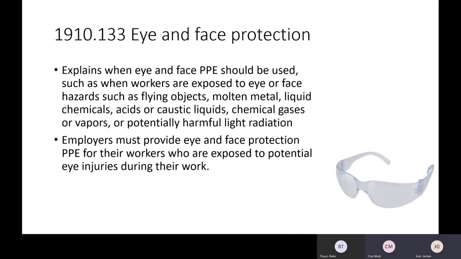The next standard we look at is 1910.133, eye and face protection. This explains when eye and face PPE should be used, such as when workers are exposed to eye or face hazards, such as flying objects, molten metal, liquid chemicals, acids or caustic liquids, chemical gases, vapors, or potentially harmful light radiation. Employers must provide eye and face protection PPE for their workers who are exposed to potential eye injuries during their work.